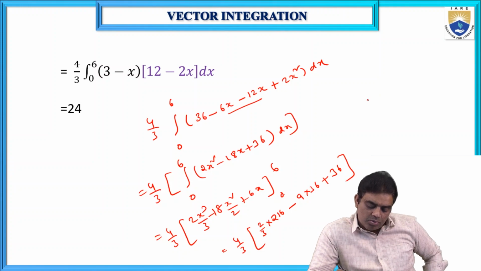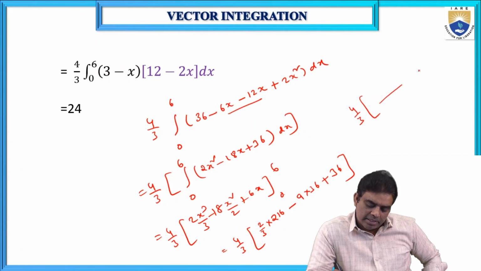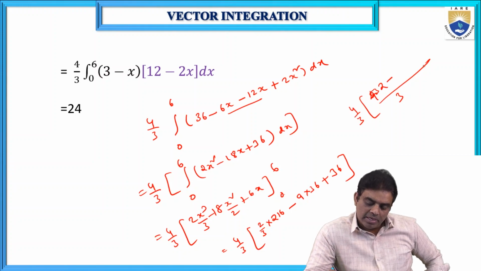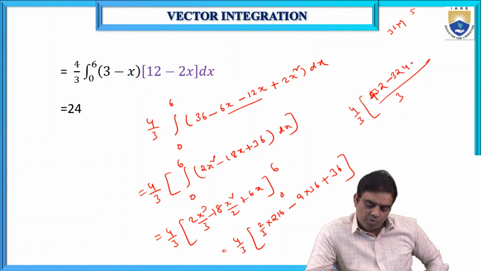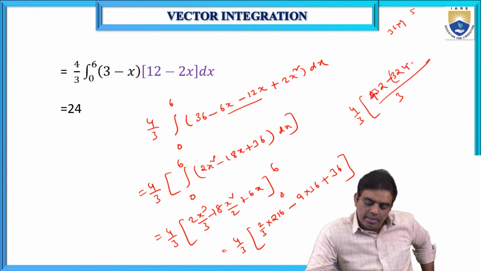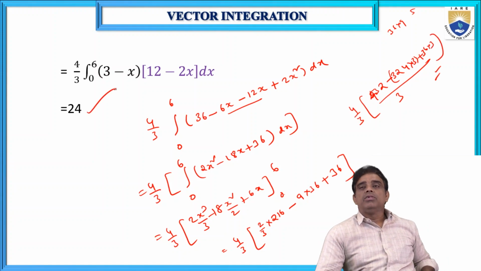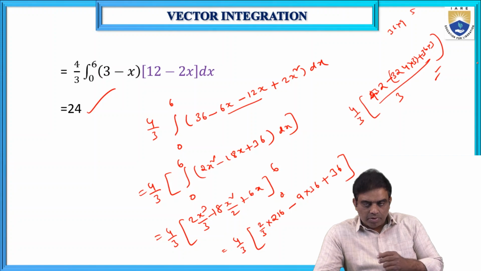So what is the value? 4 by 3 into, LCM is 3, and 216 into 2 is 432, minus 36 into 9, that is 324, into 3 plus 36 into 3. So multiplying and simplifying, you'll get the value is equal to 24. Just substitute the values, simplify, and write the value that is equal to 24.